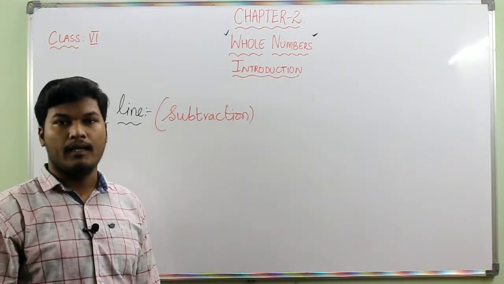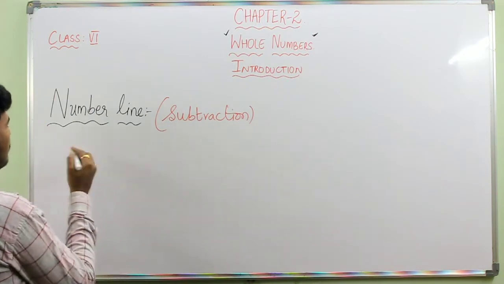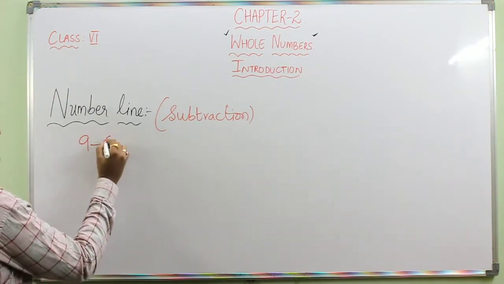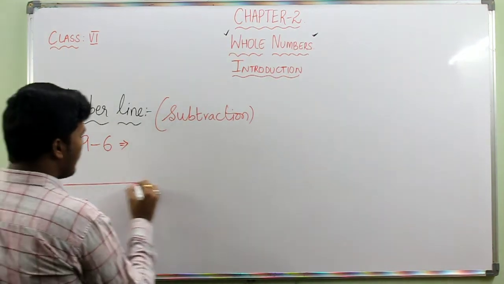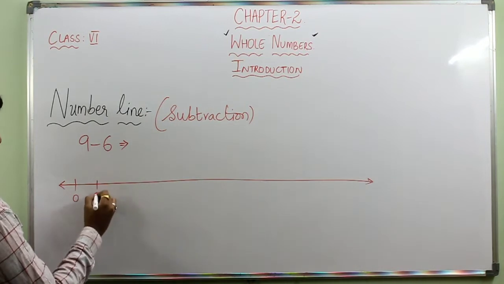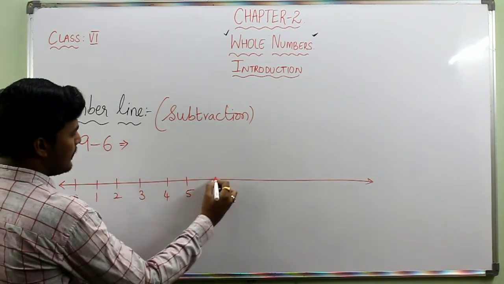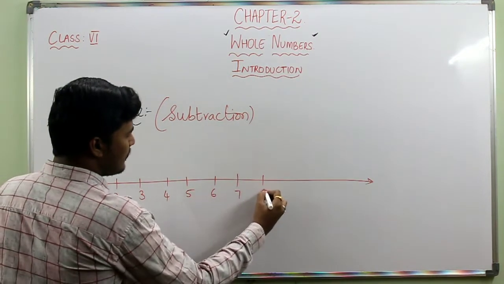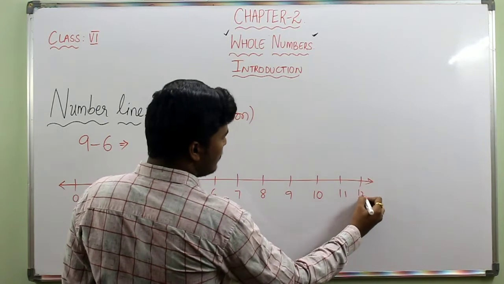Now let us see subtraction on the number line. Okay, so first subtraction, for that let us consider 9 minus 6, which will be equal to, let us find it out by using the number line. So draw a number line, a straight line. Okay, 0, 1, 2, 3, 4, 5, 6, 7, 8, 9, 10, 11 and 12.